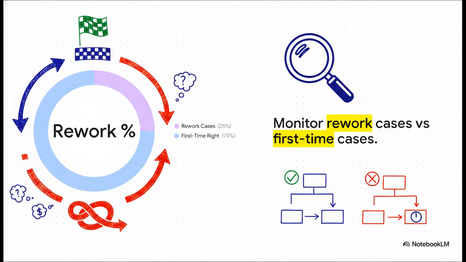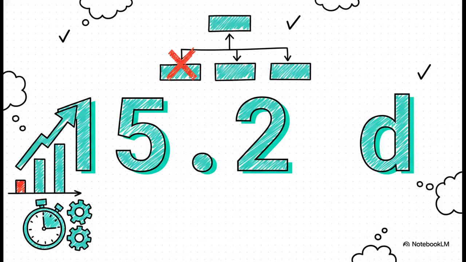Now, one absolutely crucial KPI you've got to watch like a hawk is the rework cases percentage. When you compare rework cases against your first-time right cases, it instantly flags inefficiencies. Rework literally means a task had to be done more than once. That's wasted time, it's wasted money, and it's a prime target for process improvement. Alongside rework, you're also going to heavily evaluate the average case duration. This single number is so revealing. It gives you an immediate pulse on the overall time health of your workflow.